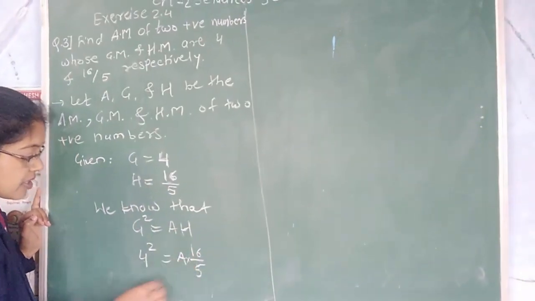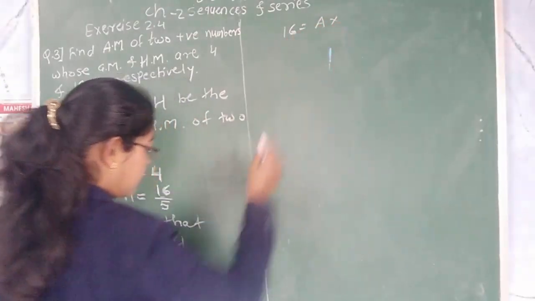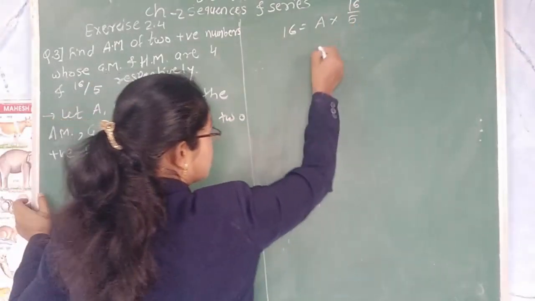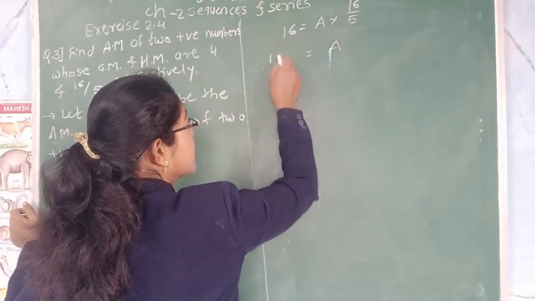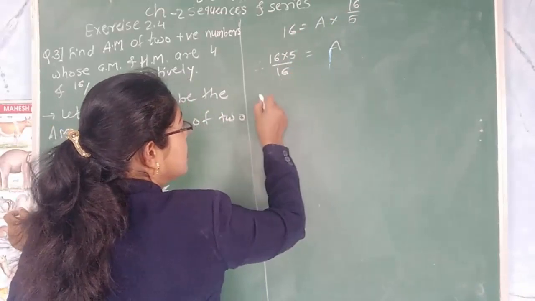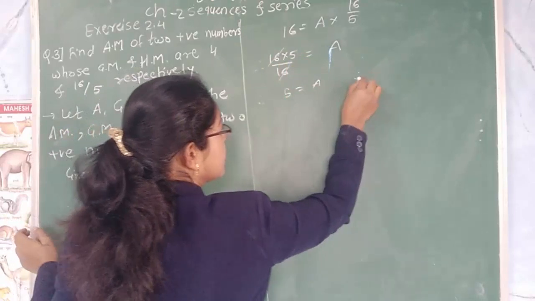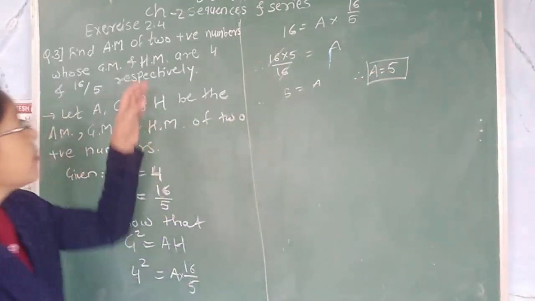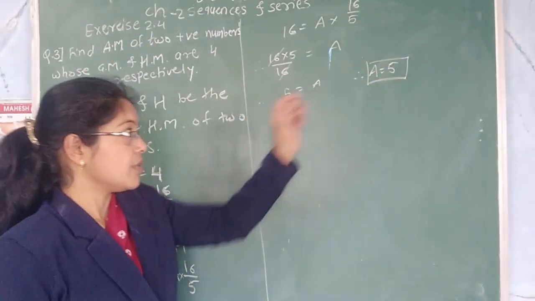Okay, so 4 square is 16. 16 is equal to A into 16 by 5. So we take these terms to this side: 5 gets multiplied to 16 and 16 gets divided. So 16 gets cancelled, and 5 is equal to A. So A is equal to 5. The arithmetic mean of the two positive numbers is 5.